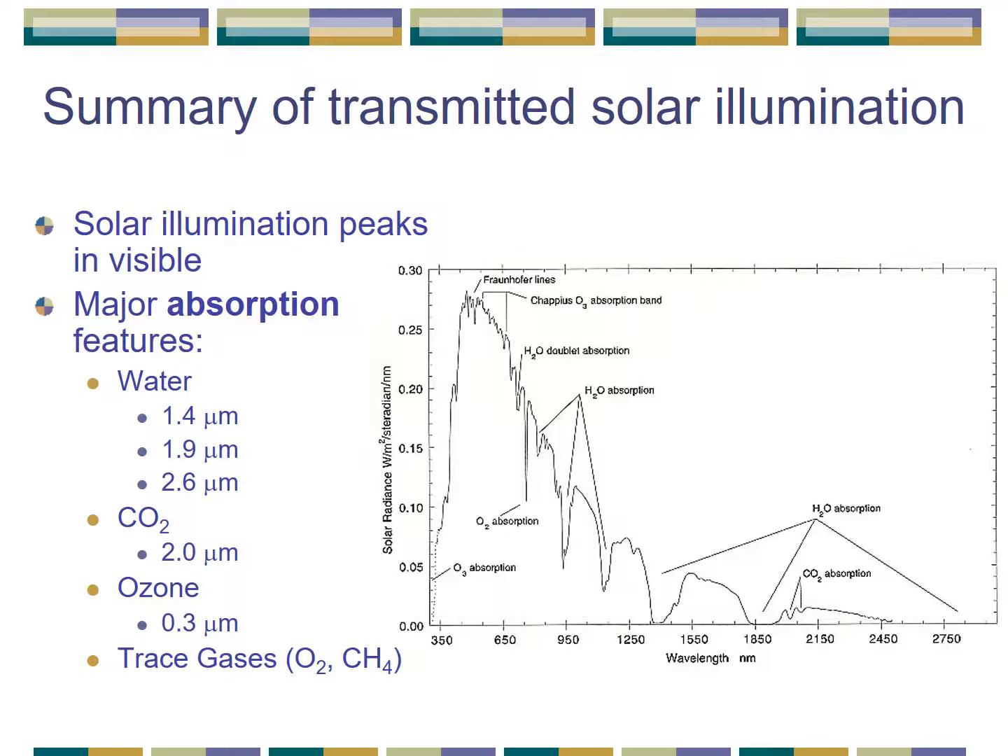So the solar illumination peaks are all in the visible spectrum. The major absorption features that we have to deal with are water at 1.4, 1.9, and 2.6, CO2 at 2, ozone at 0.3, and then some of the trace gases. As you look at this graph, wavelengths are across the bottom, solar radiation values on the y-axis. And basically, the further down the line is, the less energy that gets through.